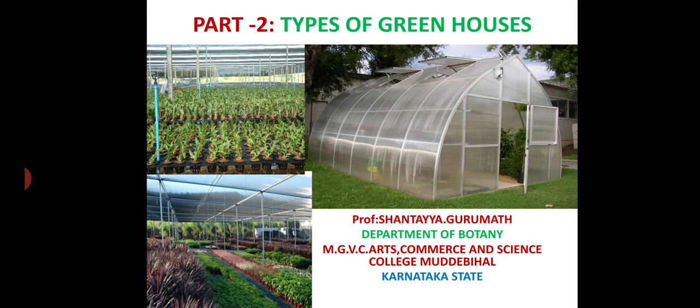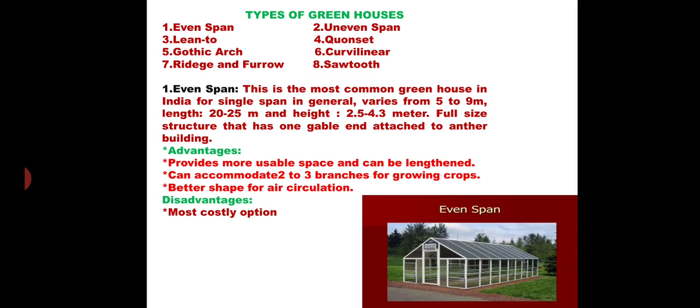Friends, today's class we discuss part 2, types of greenhouses. There are 8 major types of greenhouses. First one is even span greenhouse, uneven span greenhouse, lean-to greenhouse, Quonset greenhouse, Gothic architecture greenhouse, curvilinear greenhouse, ridge and furrow greenhouse, and sawtooth greenhouse.